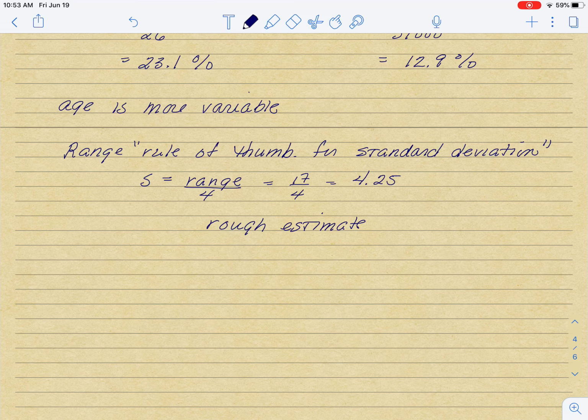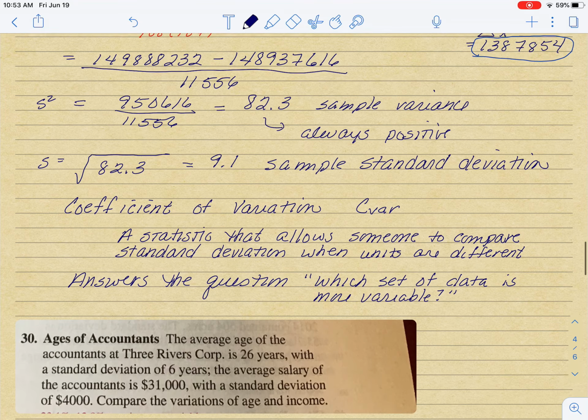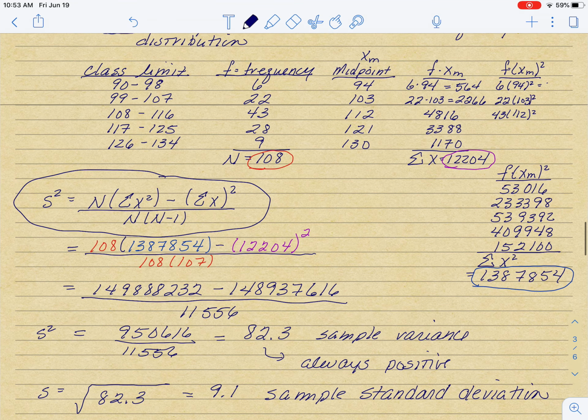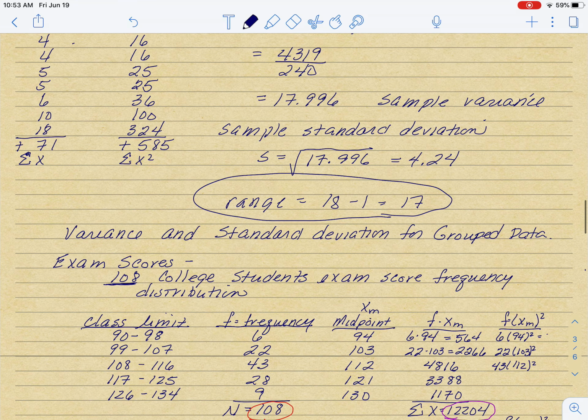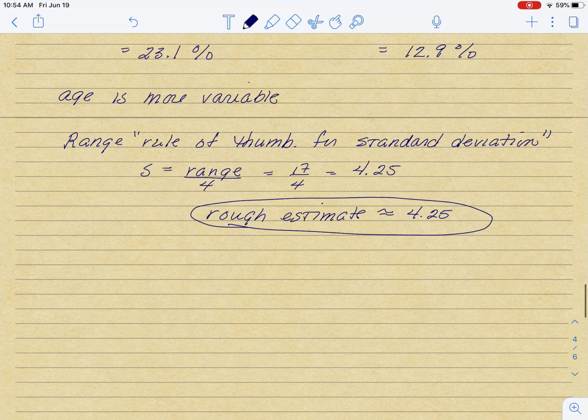If you just want to approximate the standard deviation, you don't want to find it exactly, this is a quick way of doing it. But it's not a great way. So let's look at that rough estimate here. We did find the standard deviation in this problem. This problem's standard deviation was 4.24. Yeah, that was pretty good. I'm pretty surprised how close that is. So it did a really good job in this case of finding the standard deviation. And it doesn't always do such a good job. But it is a rough estimate for the standard deviation.